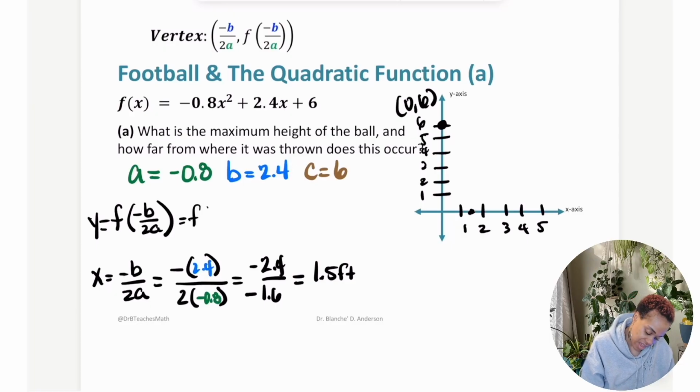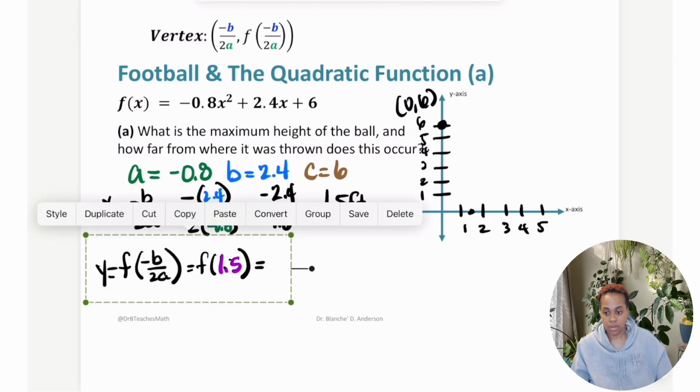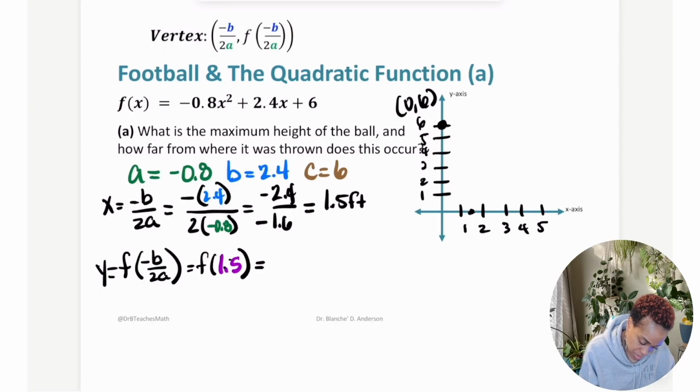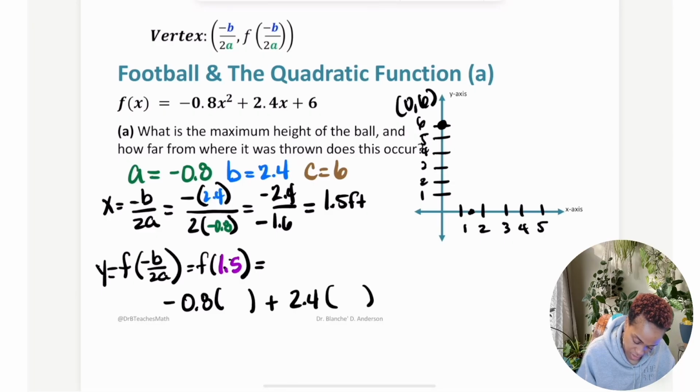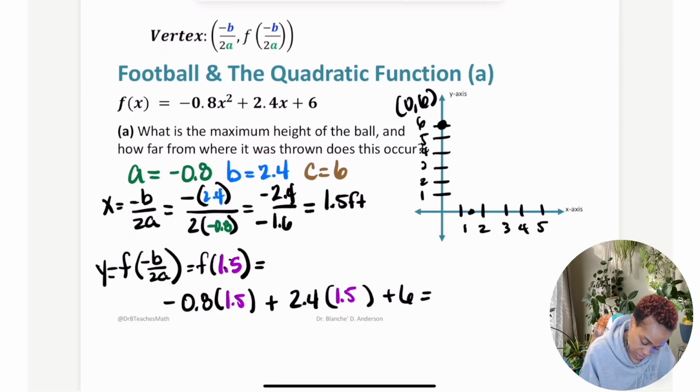And then let's find F at 1.5, because that's negative b over 2a. We found it to be 1.5. So that means take it and substitute it in this x. For every x, you need to put 1.5. I switched the x and the y around real quick. So that's going to be negative 0.8 times 1.5, squared, plus 2.4 plus 6.